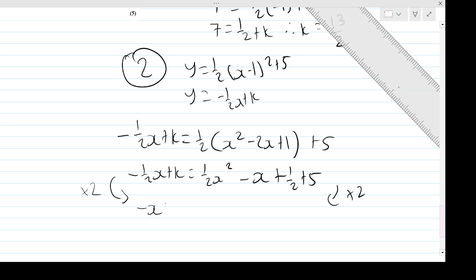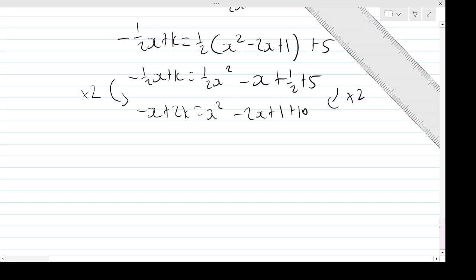Then I'm going to have minus x at 2k. It's going to be x squared minus 2x, add 1 at 10. So I just doubled every single term there. Then that's a lot easier to work with. Then I can move everything to the right to get a quadratic, right?